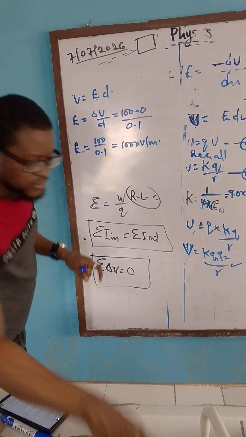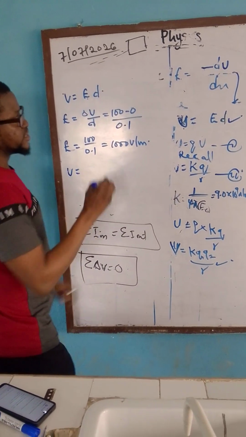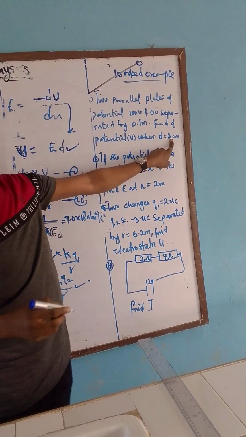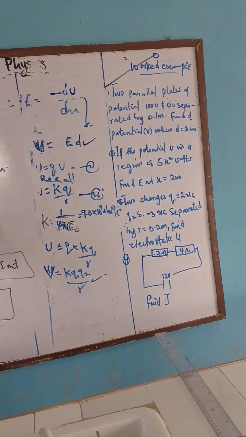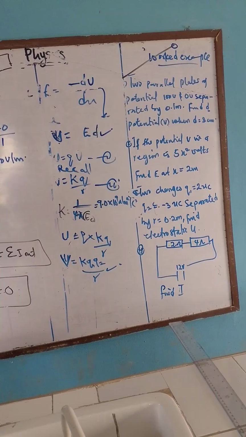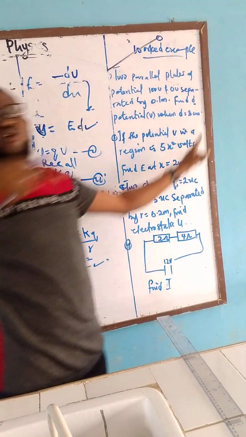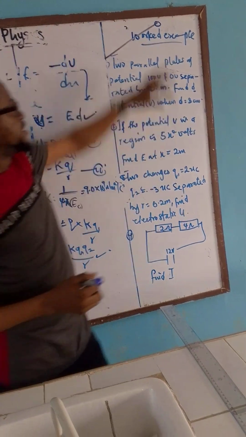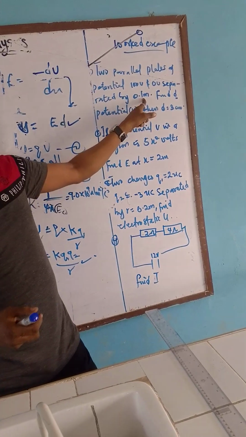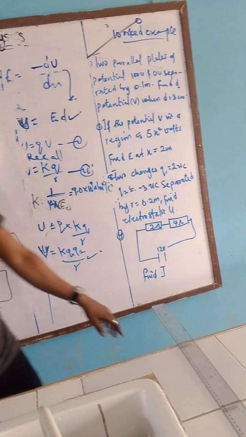Now that I know this, I can put it in. So I want to know our V now. This is our V when the distance is just 0.1. But now the distance is no more 0.1, it is now 3 centimeters. Calculate the new V, that's what the question says. So these are the voltage or potential when the distance is 0.1. So calculate the new potential when the distance becomes 3 centimeters.